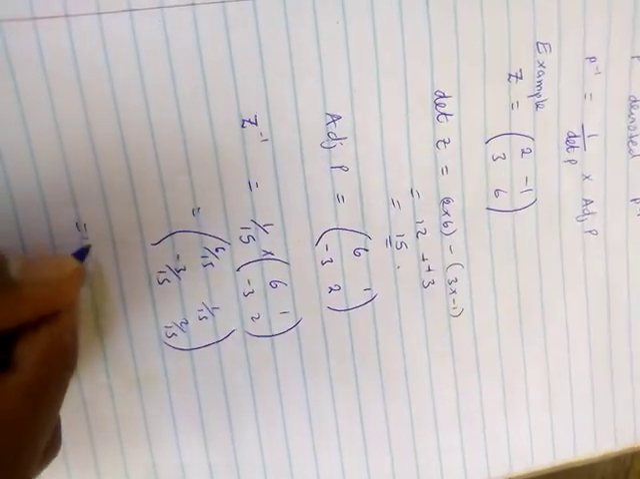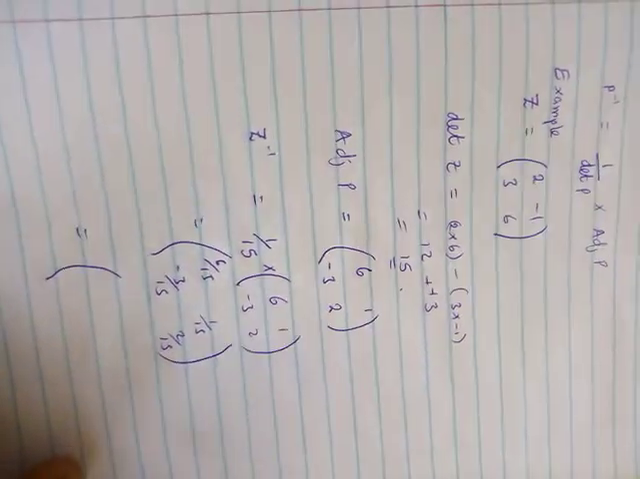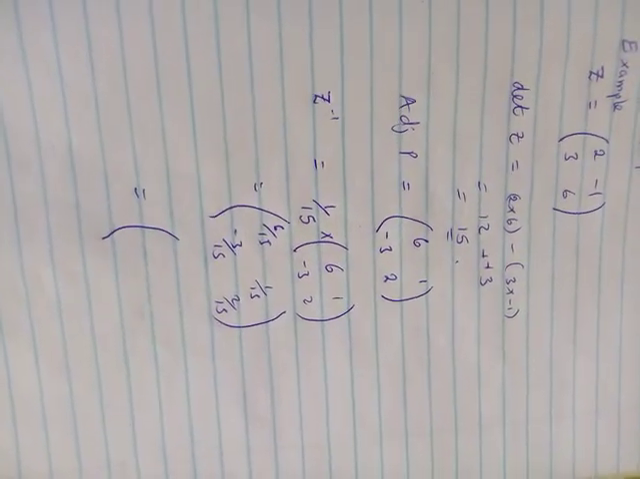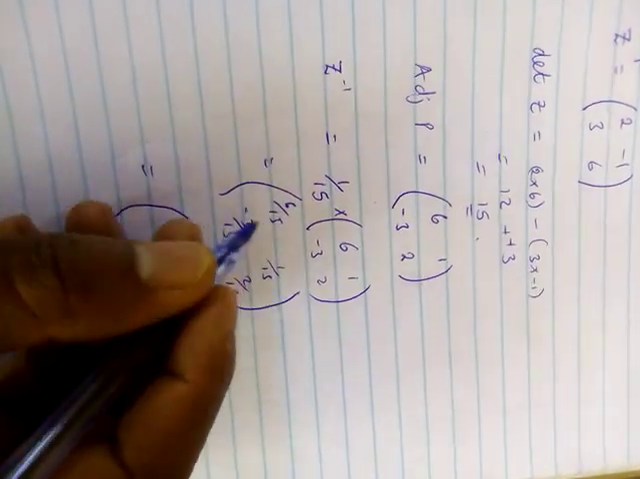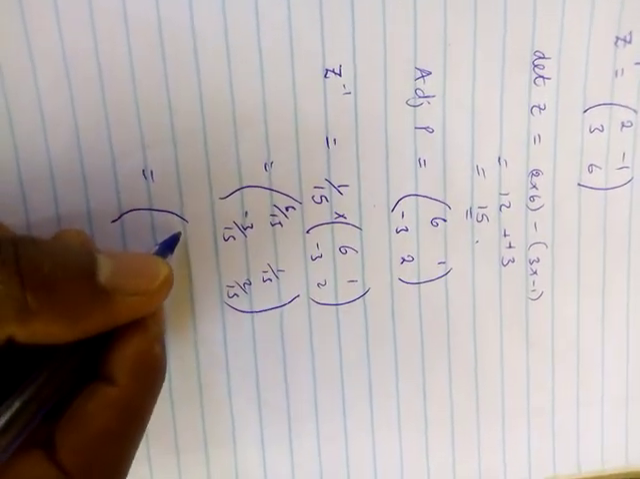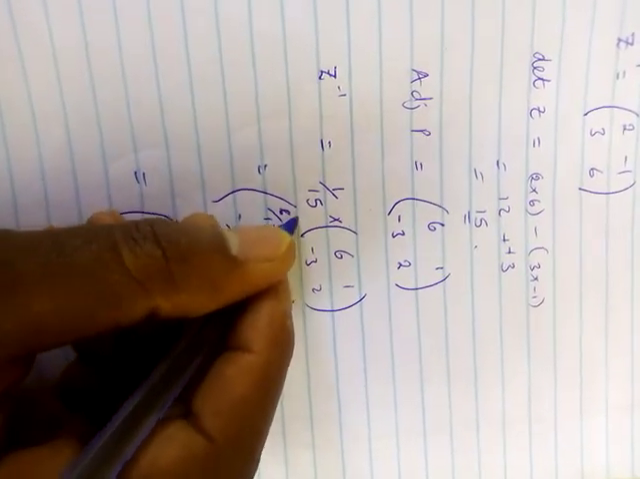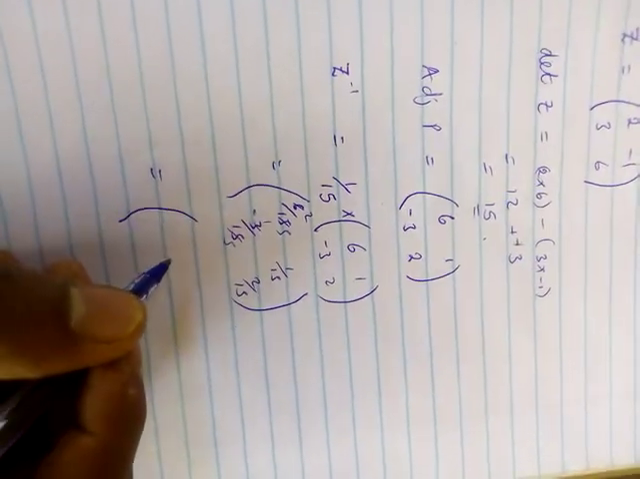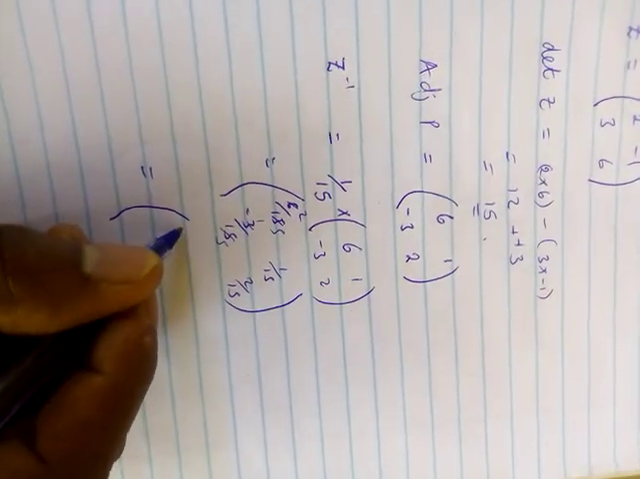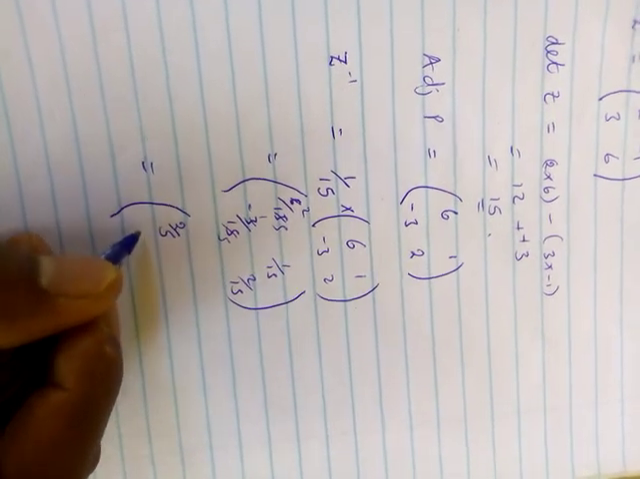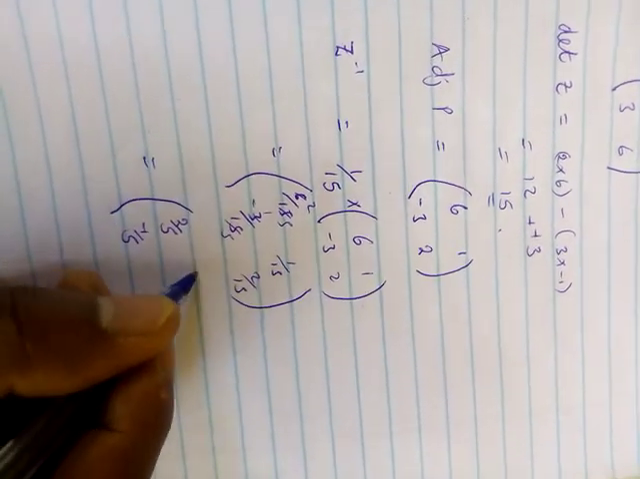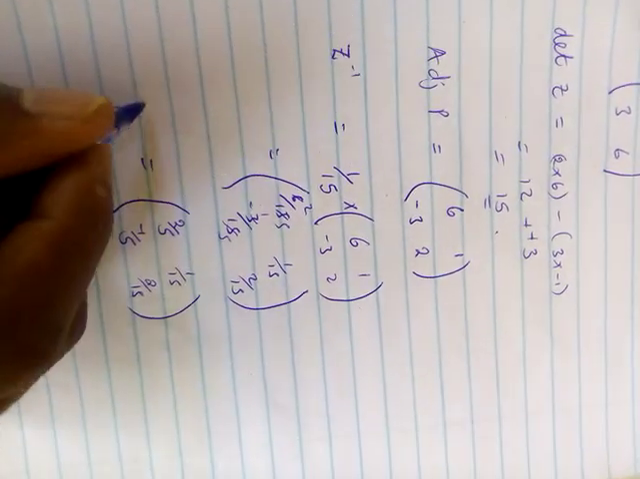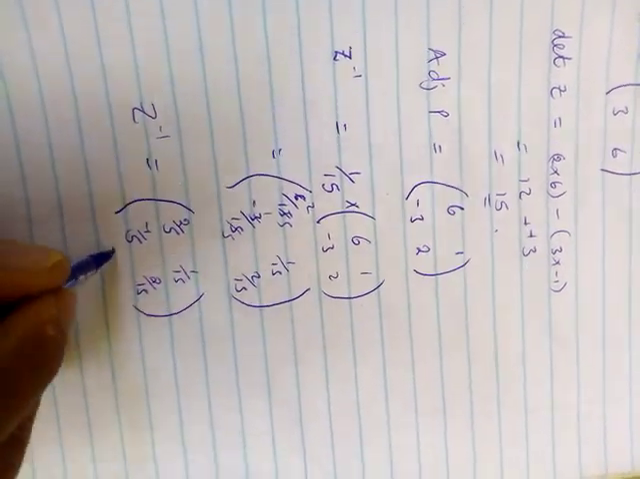I can leave these as simplified fractions, instead of computing decimals, which would make me round off. So I can divide 6 out of 15 by 3 and 3, which is 2 out of 5, and -3 out of 15 is -1 out of 5, then 1 out of 15, and 2 out of 15 as my Z inverse.